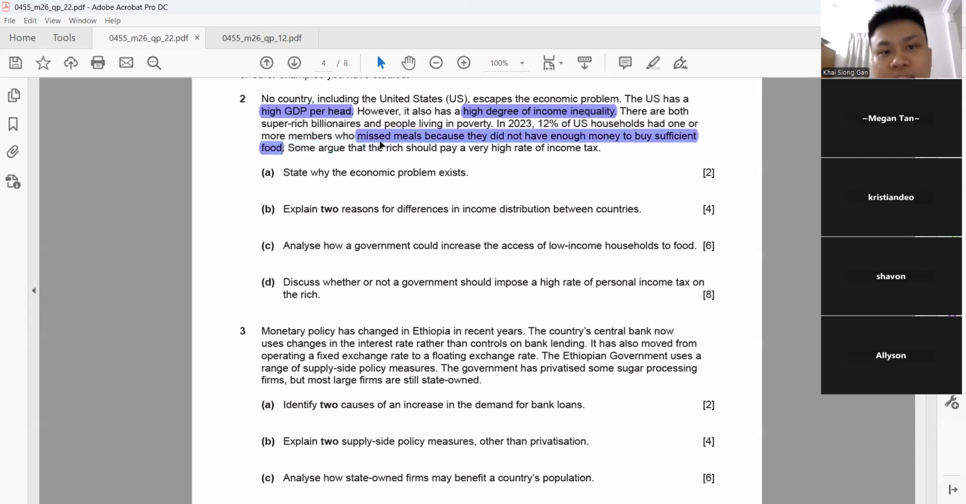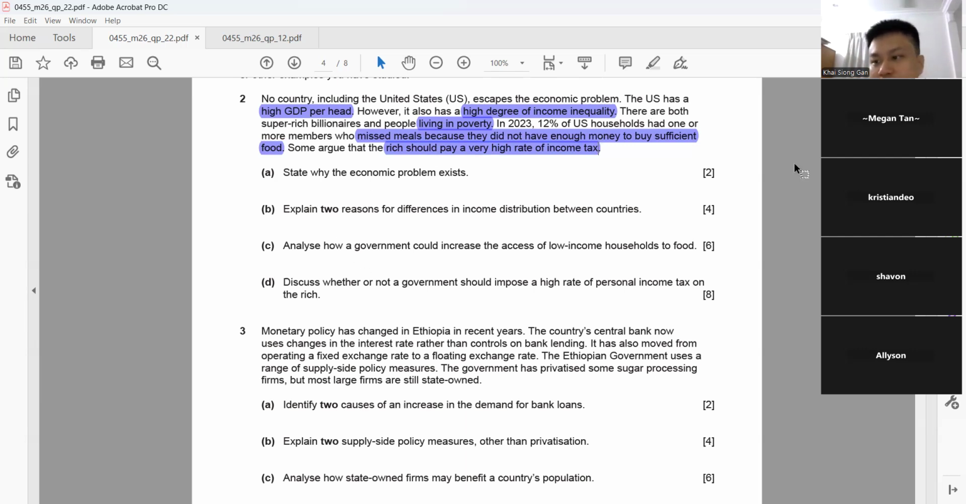Some argue that the rich should pay a very high rate of income tax. Okay, so here they are saying that in the US, right? They still have the economic problem, normal, every country will have it. Although the US is a developed country, they still have a high degree of income inequality, a lot of people living in poverty. And now they are saying that the rich should pay a very high rate of income tax. Okay, some very good information for you to know here before we answer the questions.